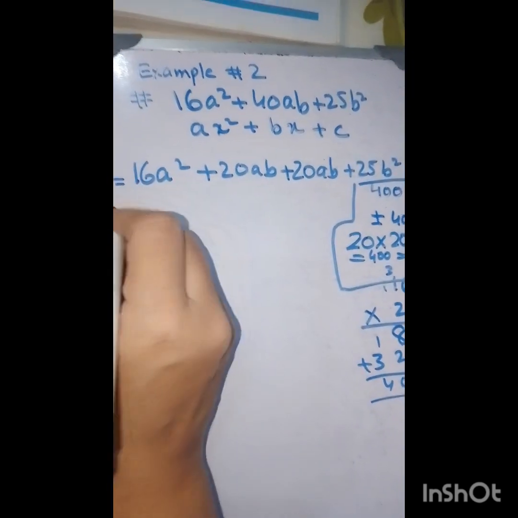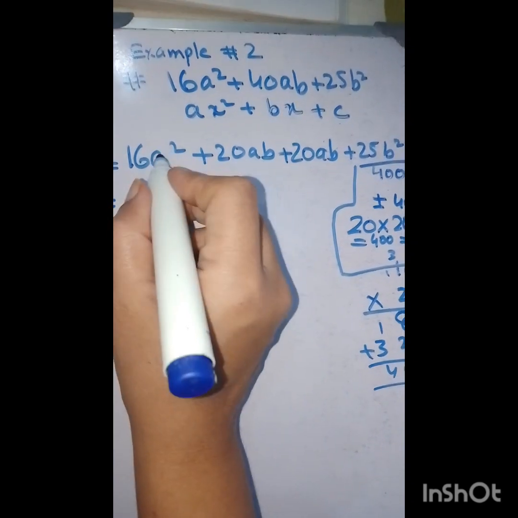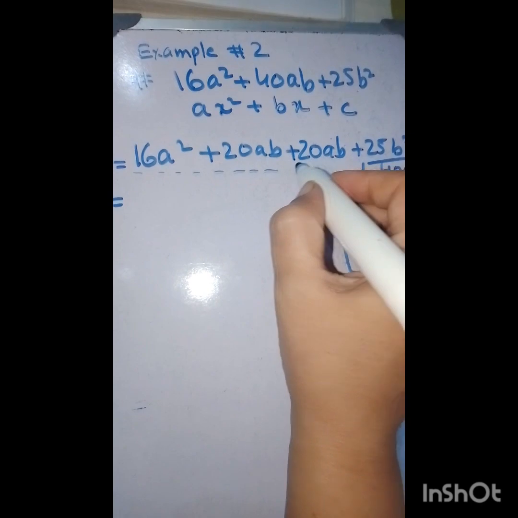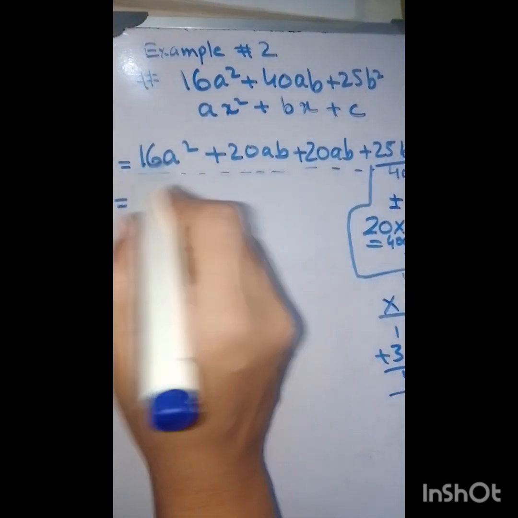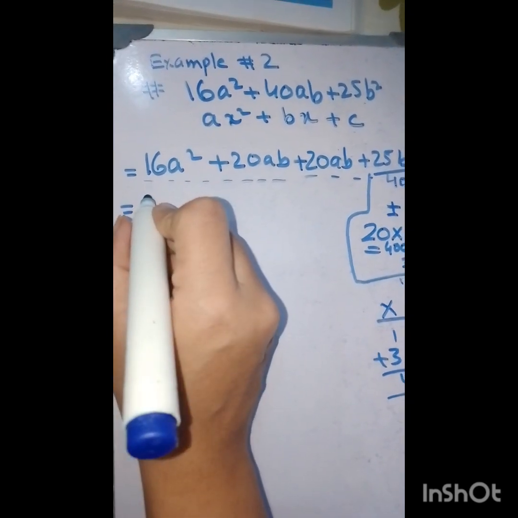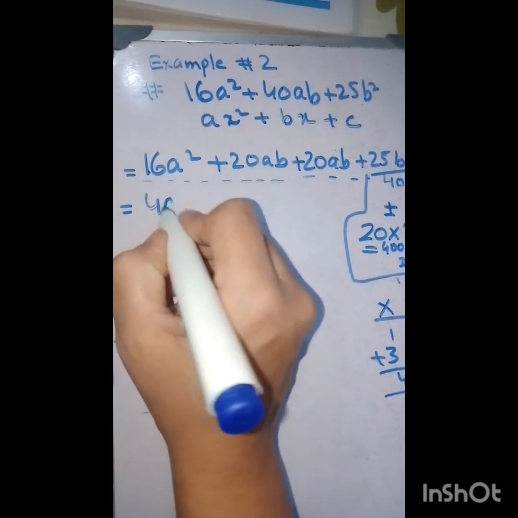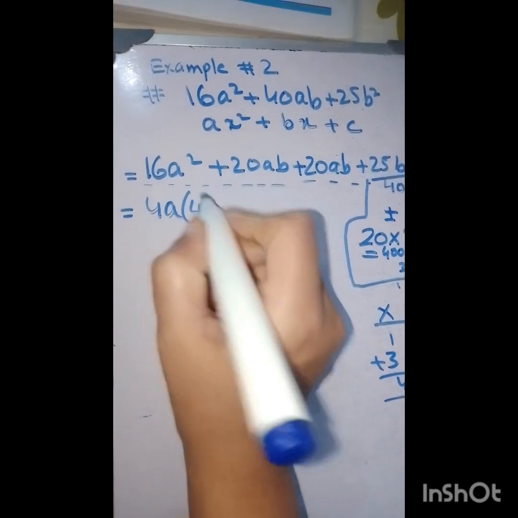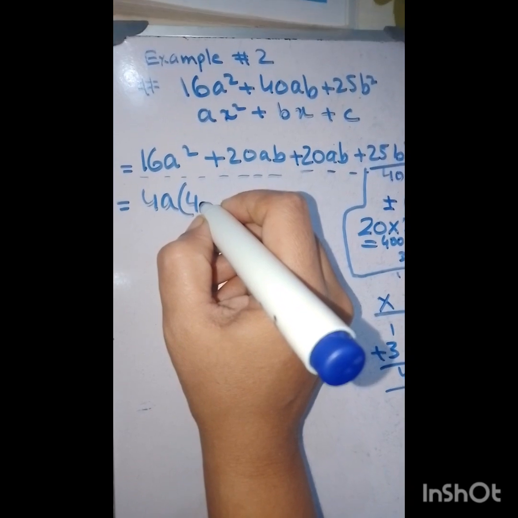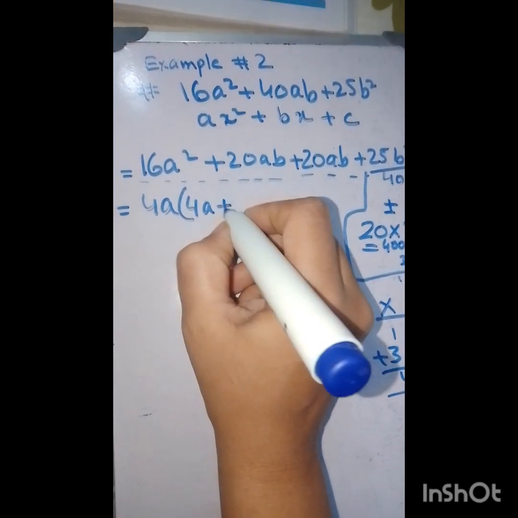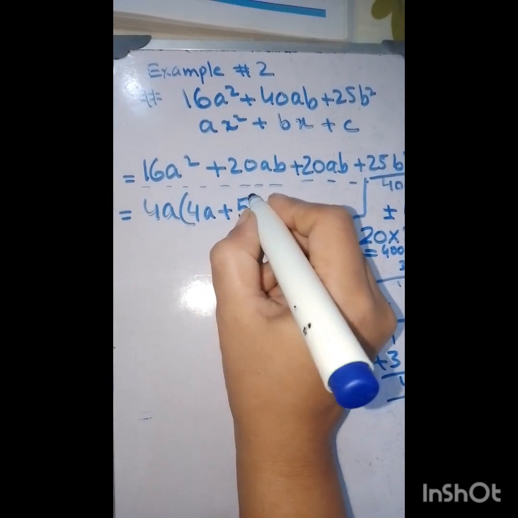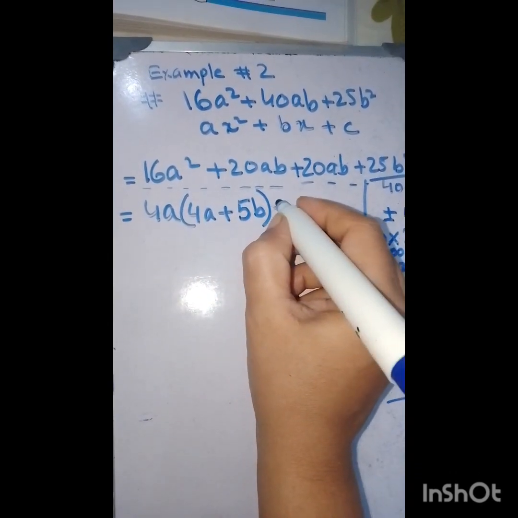Now next thing is, I have this 20 and this 20 over here. So I am going to break this up into two portions. The first portion says 16a square plus 20ab. So I am going to write 4a as common. If I divide 16a square by 4a, I will simply get 4a over here, plus if I divide 20ab by 4a, I will get 5b, then plus sign as it is.